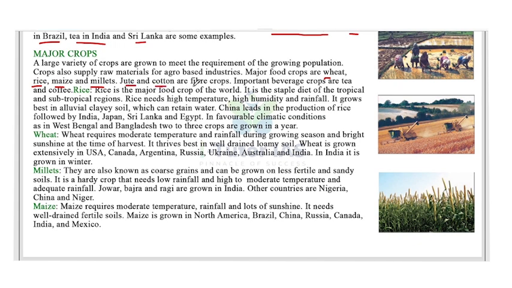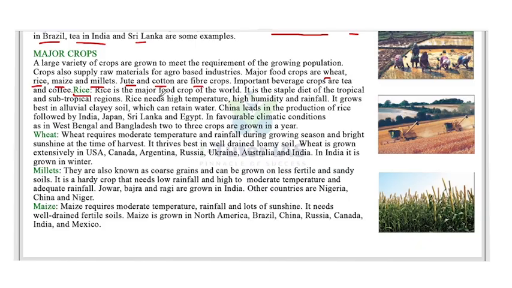Jute and cotton are fiber crops. So jute and cotton are known as fiber crops. Important beverage crops are tea and coffee. So tea and coffee are beverage crops. Now, rice. Let's discuss rice.